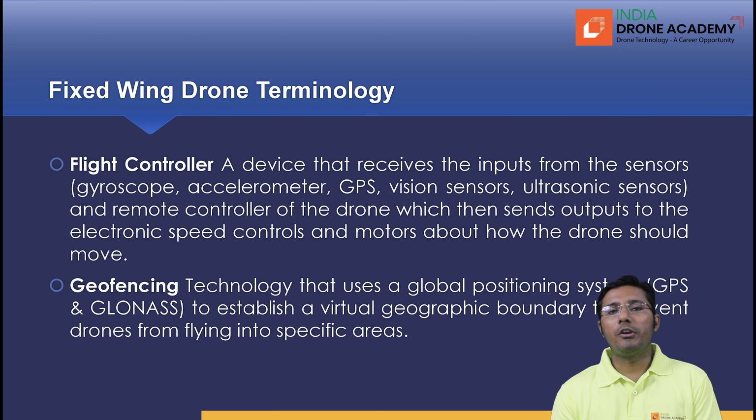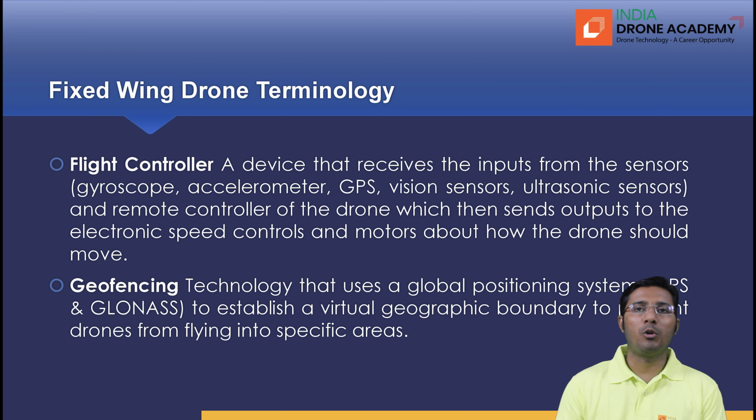ESC is an electronic speed controller, and we have to discuss this. The flight controller, we know, is a device that receives inputs from the sensors. Sensors could be a gyroscope, accelerometer, GPS, and then it sends the outputs to the electronic speed controllers and motors so that the drone can move as per the command by the remote pilot.